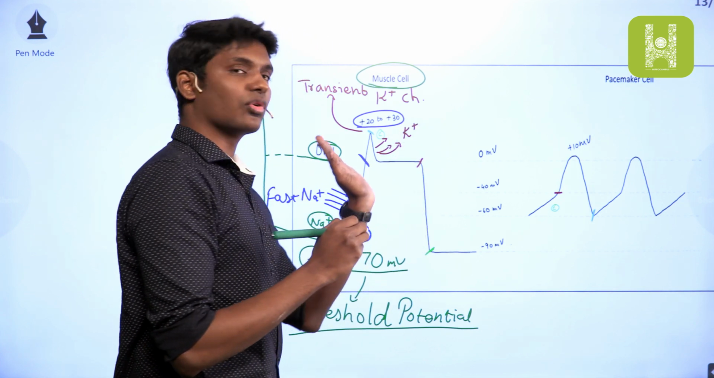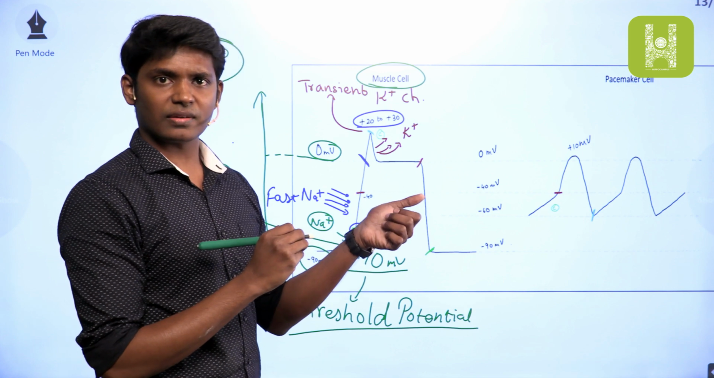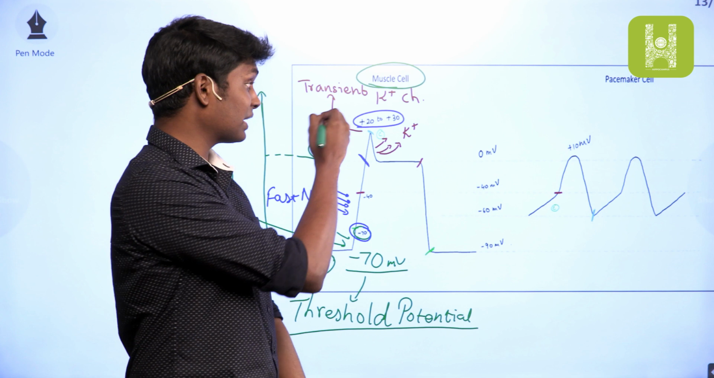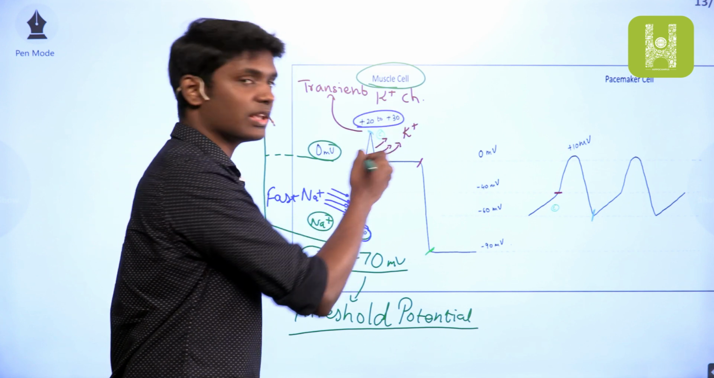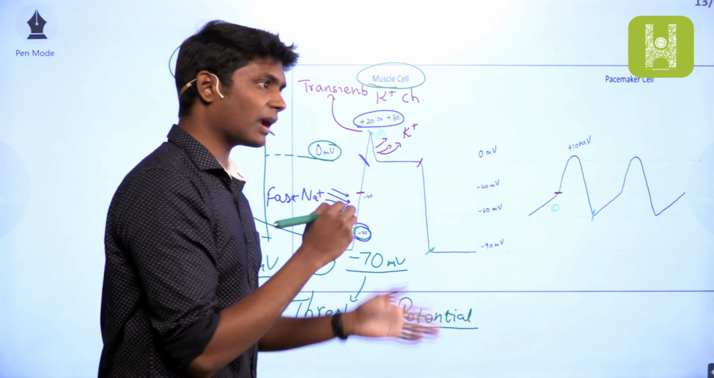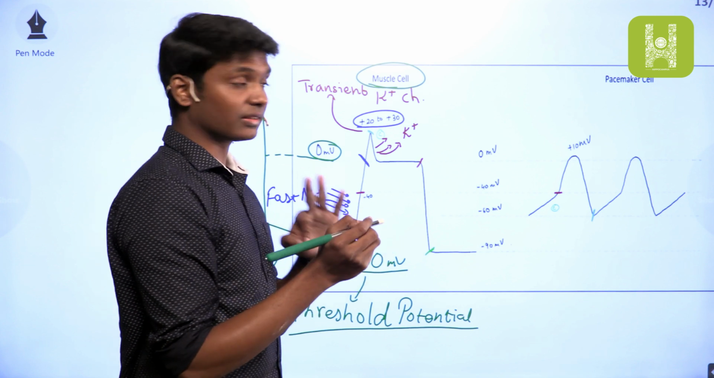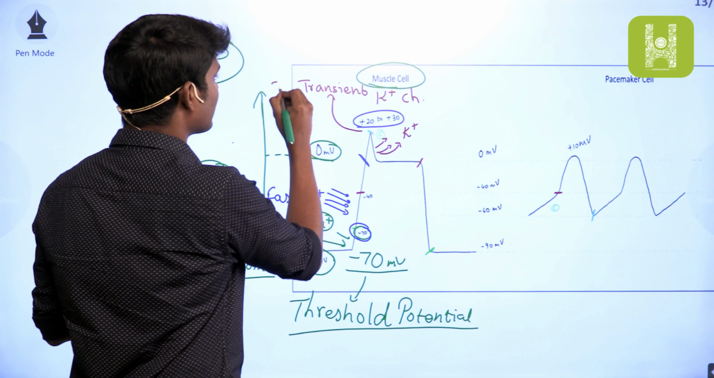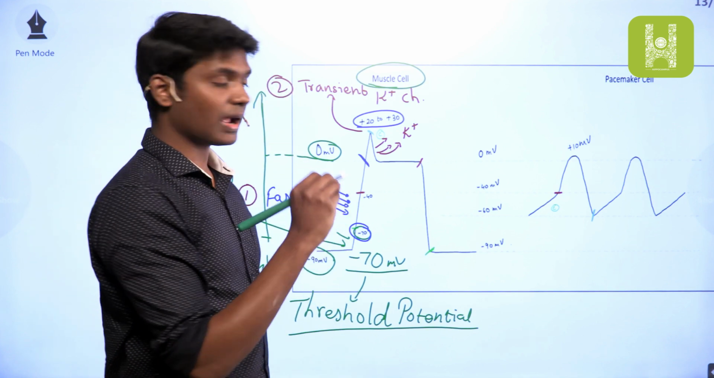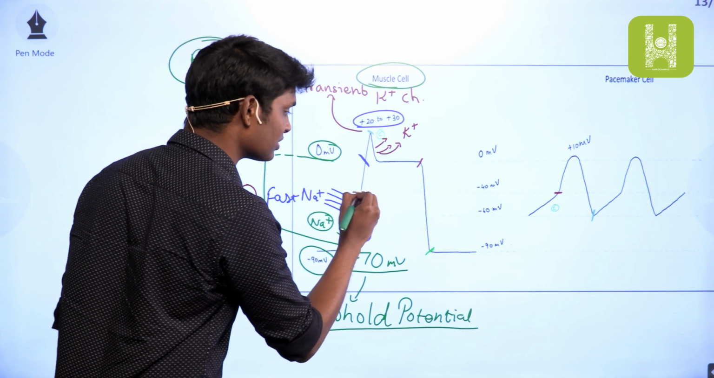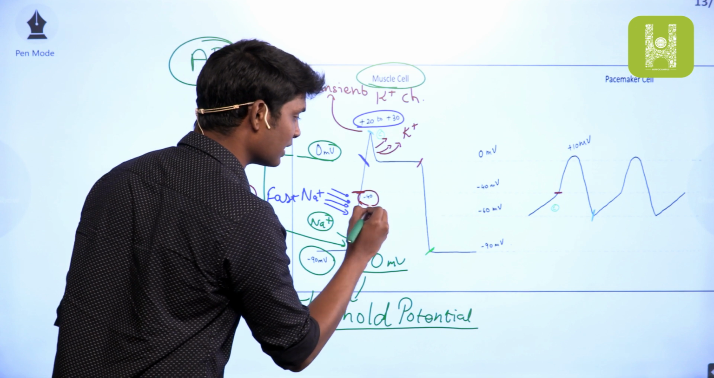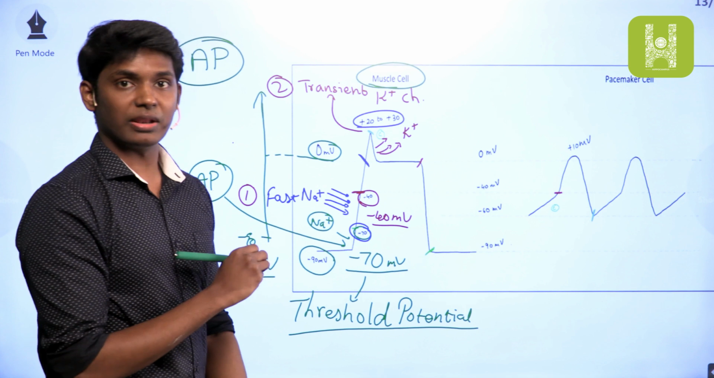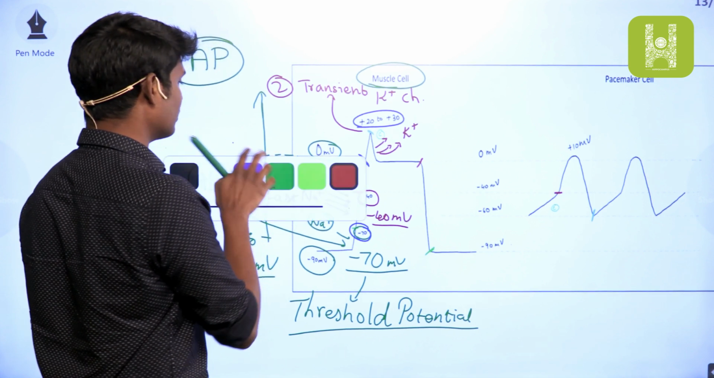So when potassium goes outside, positive charge is lost, so that the cell's potential becomes negative. That is, it falls from plus 20 or plus 30 back to 0. Okay, and there is another important thing we should remember, which is the third thing. This fast sodium channel is the first thing, the transient K+ channel is the second thing you should remember, and the third thing is something which happens at minus 40 millivolt.